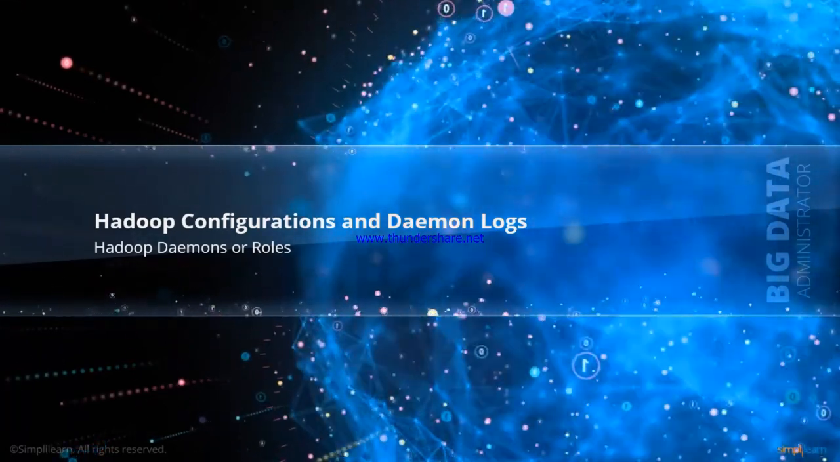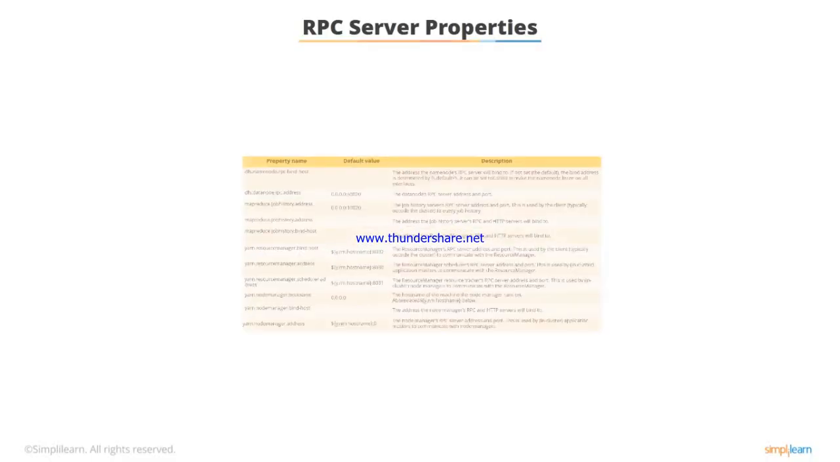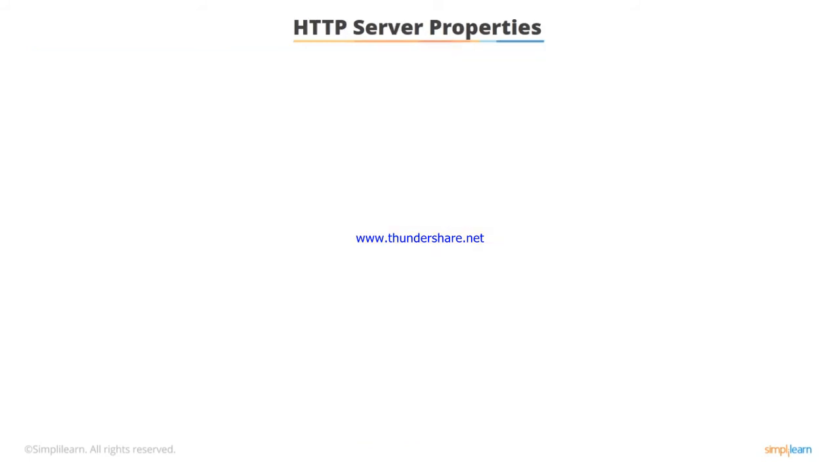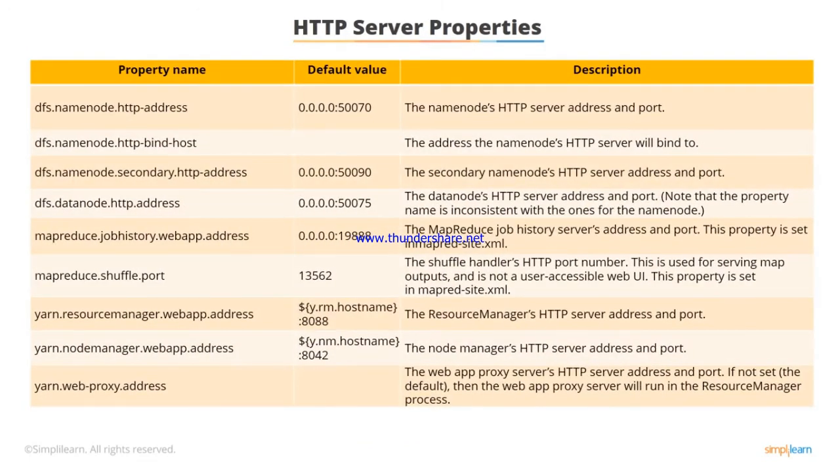Let's now see the RPC server properties. Observe the table on the screen. It lists the RPC server properties and their descriptions. It also shows default ports used by the properties. Now, observe the table on the screen. It lists the HTTP server properties and their descriptions. It also shows default ports used by the properties.